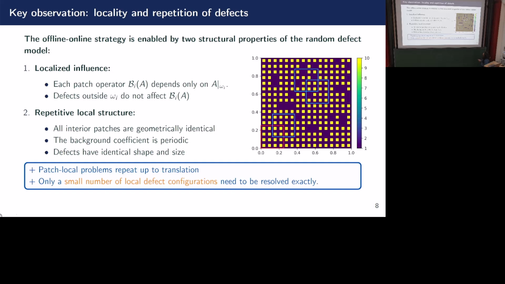So if we consider a single reference patch here, this red one, then all other patches are minimal variations of this red one, varying only at positions of a defect. Now, for example, if we consider this blue and red one, this is just the same exact patch up to translation. Now, this is what influences our offline-online strategy.